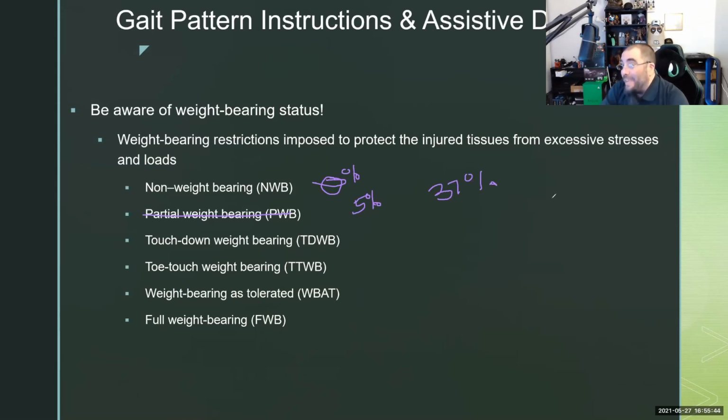So the technical way you do that is you have a person stand on two scales and see how much weight they put on each leg, and then reduce the one by that percentage. I hate that. Docs are getting away from this partial weight bearing. They're either non-weight bearing, toe touch weight bearing, or weight bearing as tolerated.